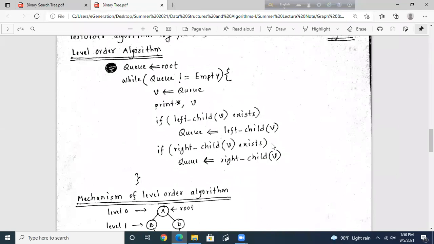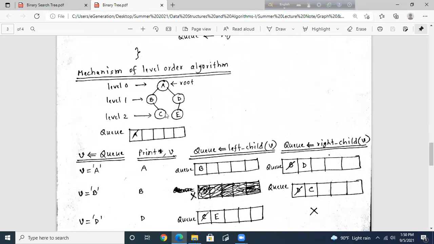If right side of B exists, now dear student, right side of B is available. Since right side of B is C, I have to insert C in the Q. Previously, D was available. Now I have inserted right side of B, that means C, here.